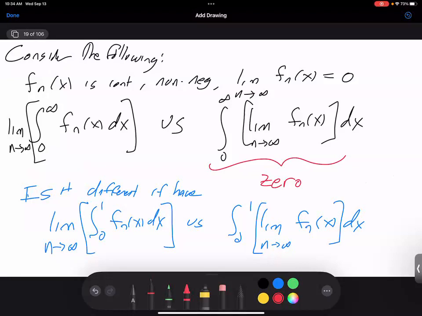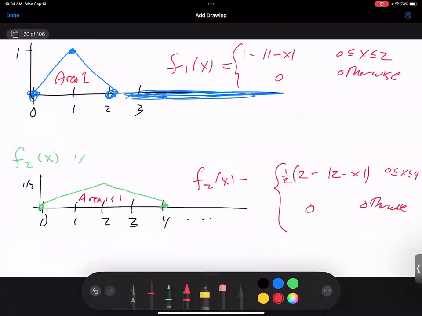You've given me a sequence of functions. As a nice exercise, you want to then make this explicit. What would f sub n be? Anybody want to guess what f sub n might be? 1 over n times n minus absolute value of n minus x, and then 0 otherwise, for 0 less than or equal to x less than or equal to 2n. Yep.